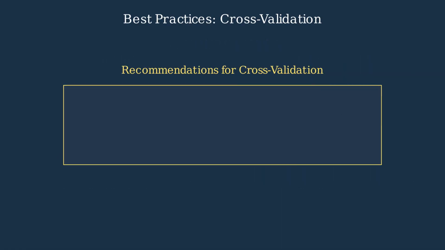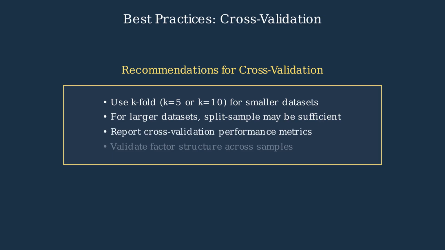Here are some key recommendations for implementing cross-validation. For smaller datasets, use k-fold validation with k equal to 5 or 10. For larger datasets, split sample validation may be sufficient. Always report your cross-validation performance metrics, and make sure to validate factor structures across your different samples.